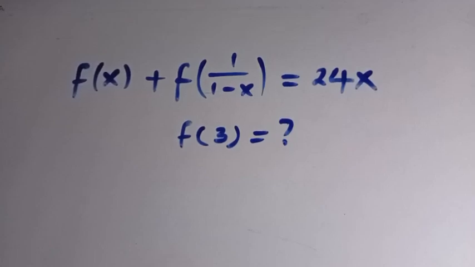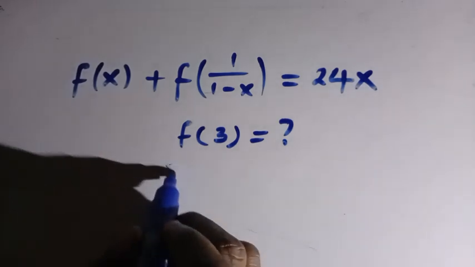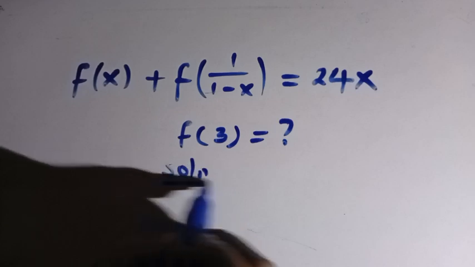How to solve these functional equations for f of 3, when we have f of x plus f of 1 over 1 minus x equals 24x. So to find f of 3, we consider the solution from here.